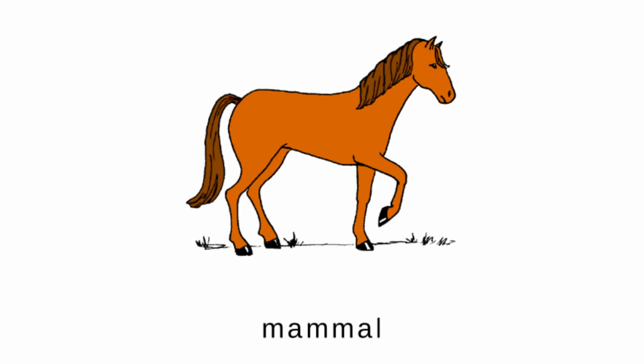Mammals are vertebrates with several distinct characteristics. They usually have hair or fur on their bodies, they usually give birth to live babies, and they are warm-blooded.